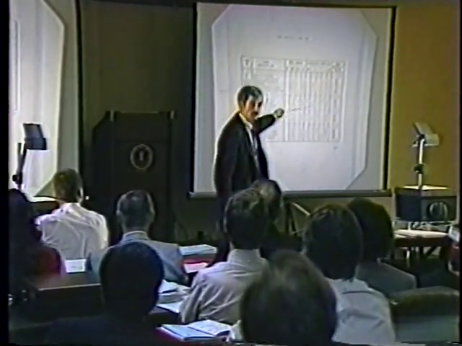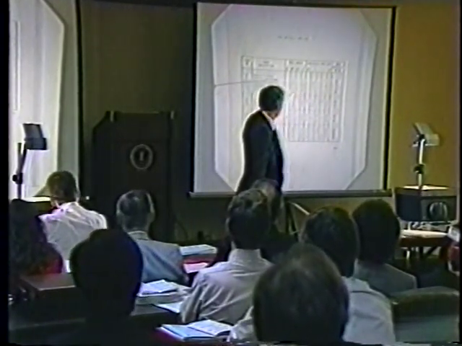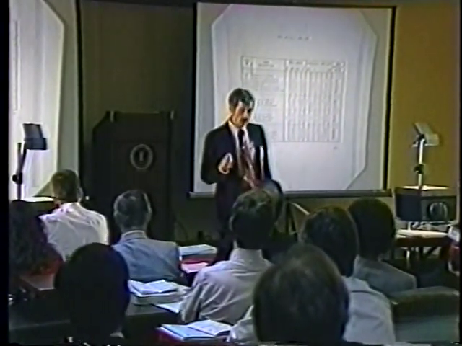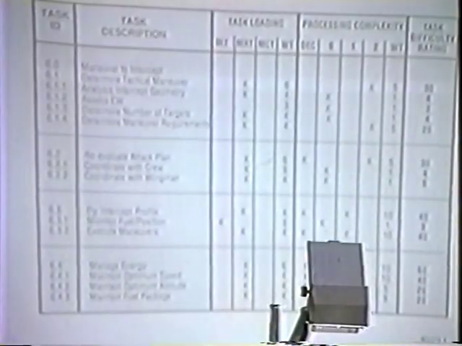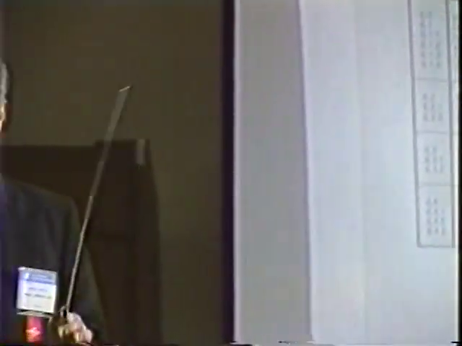You see under processing complexity, it has a moderately high task loading rating. We assign that a weight of 6. Combine those, and in this case we just multiplied them together. 5 times 6 is 30. Our task difficulty rating on the far right-hand column is a 30.